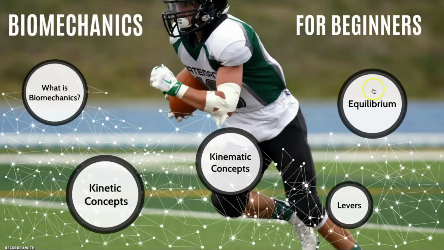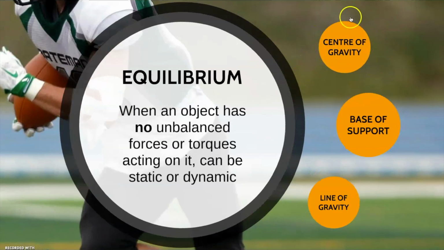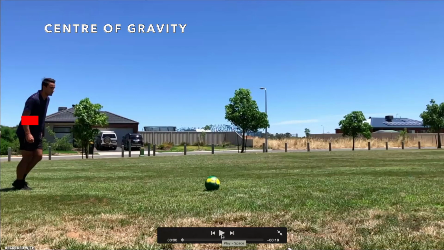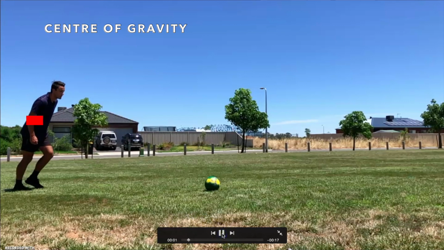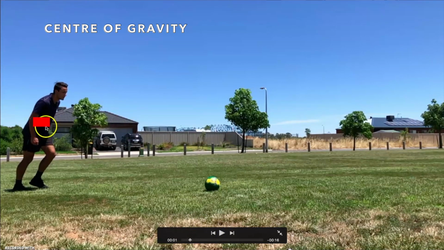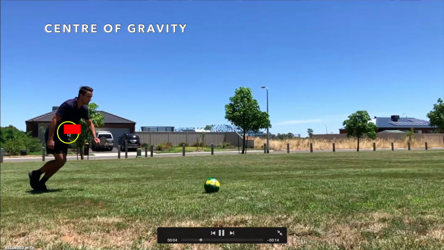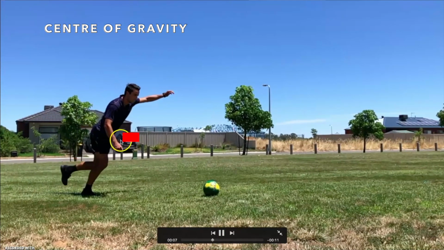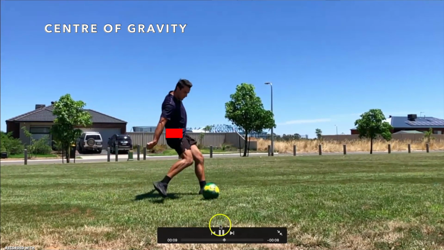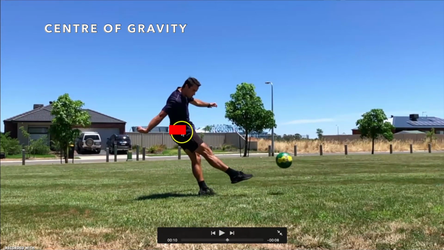And finally, we have our concept of equilibrium. The three key points here are center of gravity, base of support, and line of gravity. So before I start the run up, my center of gravity would be somewhere back here, in the center of my body, the point at which my weight is balanced. As soon as I start my run up, my center of gravity would move forward because I'm leaning forward. And we'll continue to lean forward and forward. It might even come outside my body as I'm leaning, it might come back, and then as I strike, the center of gravity would be somewhere around here.